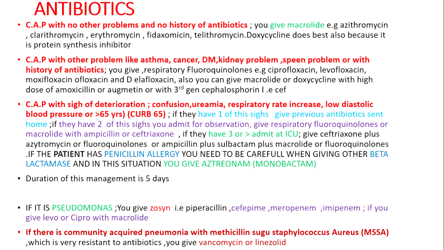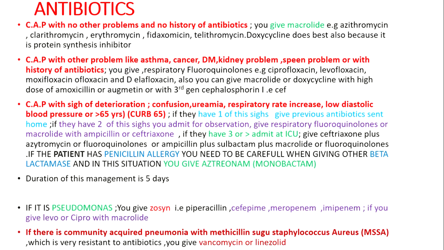Some patients who are asthmatic have pneumonia, or they have cancer, or diabetes mellitus, or a kidney problem, or a spleen problem, or a history of antibiotics. These patients have a problem and they have community acquired pneumonia. Also, they have a history of antibiotics. What will you give? You will give respiratory fluoroquinolones, which include ciprofloxacin, levofloxacin, moxifloxacin, ofloxacin, and delafloxacin. It depends on which antibiotics are present in the facility you are in. You can give those fluoroquinolones.